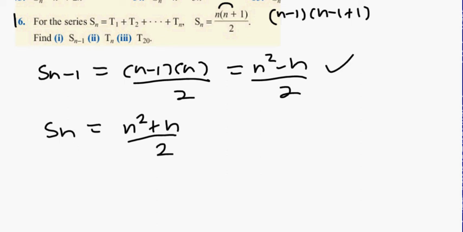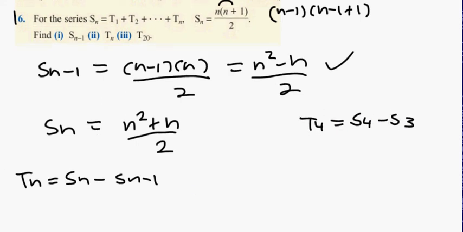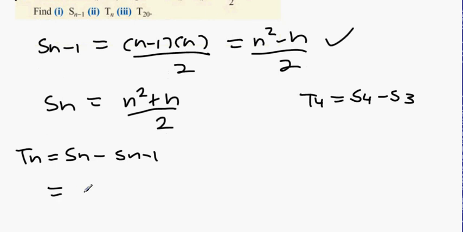Now Tn, as we discussed earlier, Tn is Sn minus S of n minus 1, in the same way that T4 equals S4 minus S3. Okay, so what we're going to do is put in S of n, which is going to be n squared plus n all over 2.